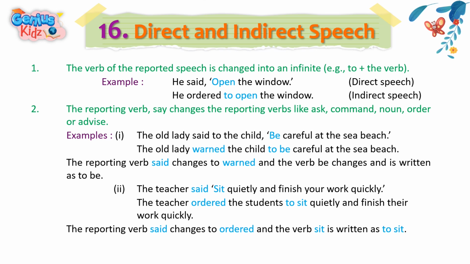Examples: 1. The old lady said to the child, "Be careful at the sea beach." The old lady warned the child to be careful at the sea beach. The reporting verb said changes to warned and the verb be is written as to be. 2. The teacher said, "Sit quietly and finish your work quickly." The teacher ordered the students to sit quietly and finish their work quickly. The reporting verb said changes to ordered and the verb sit is written as to sit.